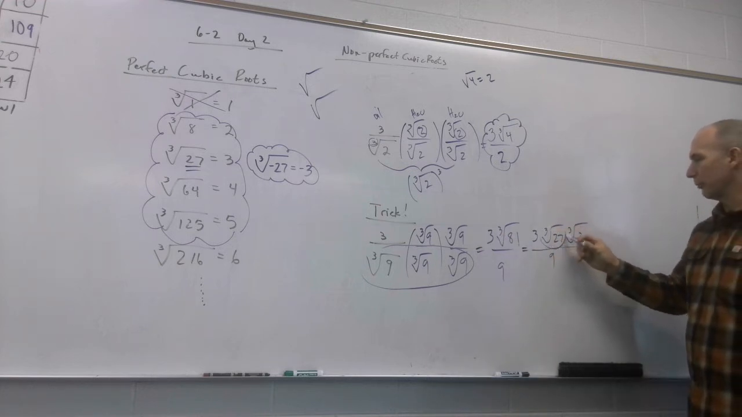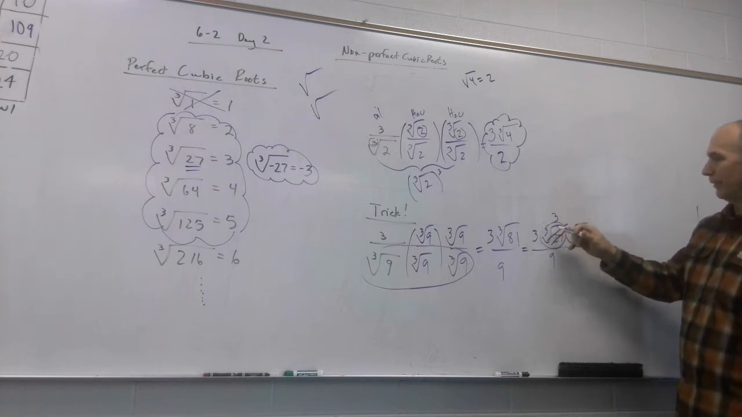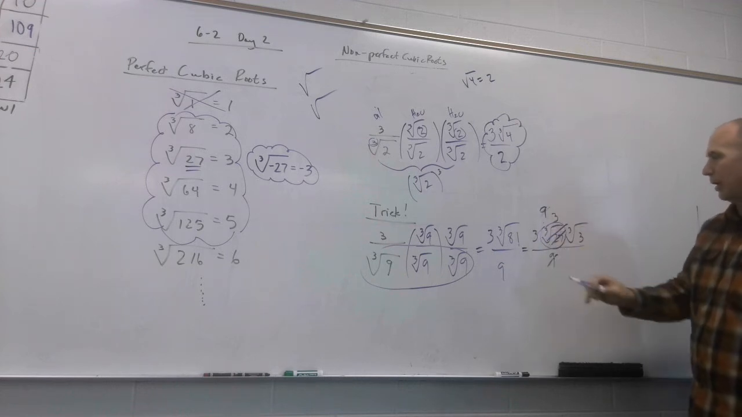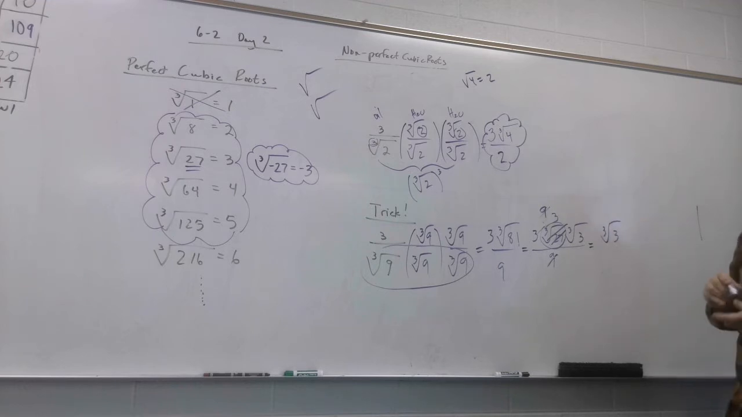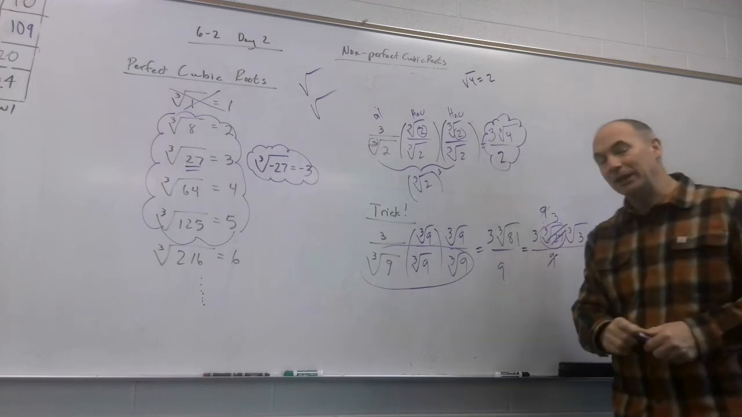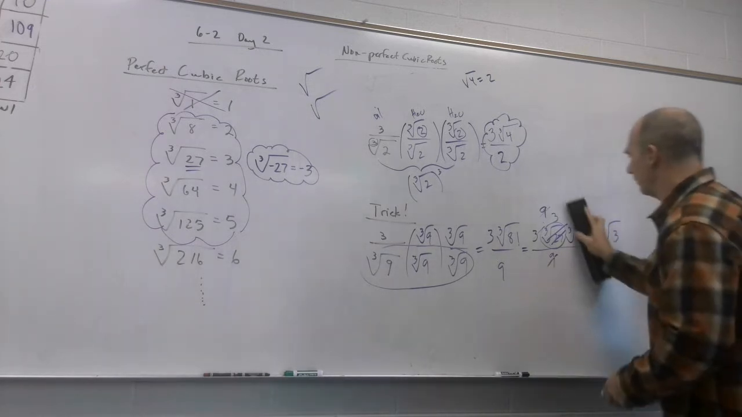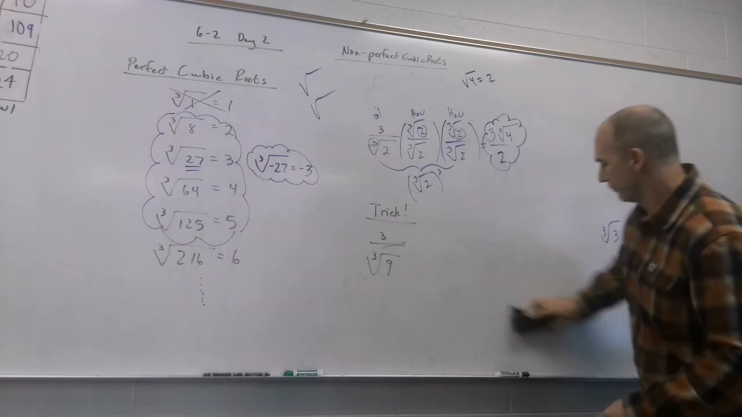Now, what is the cubic root of 27? Well, the cubic root of 27 is just 3. What's 3 times 3? Well, that's 9. What's 9 over 9? Well, that's gone. So really, my answer is the cubic root of 3. Now, did that look like a hard problem? I think it did. So what's the trick? Let's just keep the answer on the board.